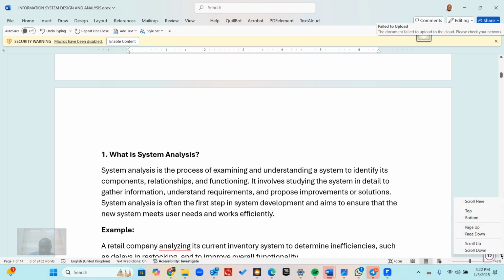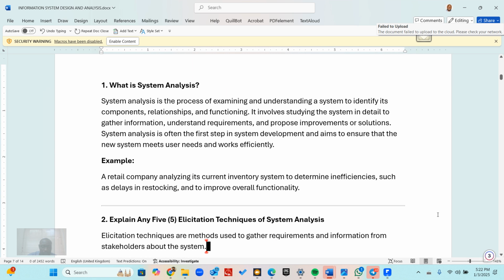Here, you'll find out that the definition of system design analysis is pretty straightforward. System analysis is a process of examining and understanding a system to identify its components, relationship, and functioning. So you should understand here that system analysis is the process of examining and understanding a system to identify its components and the relationship between the components and how they function.